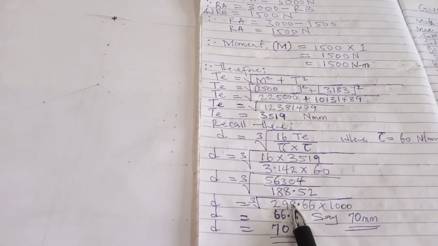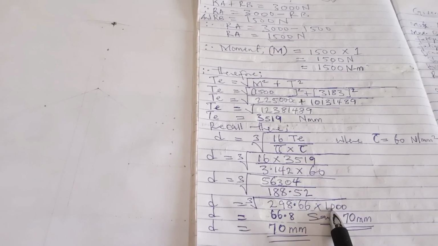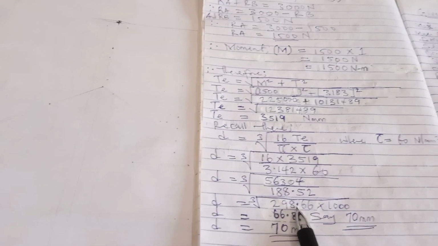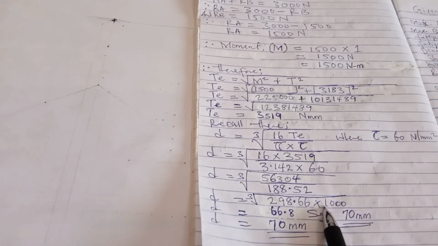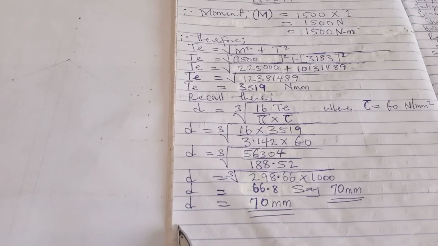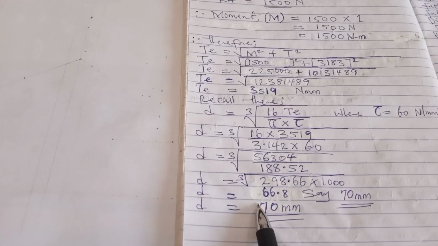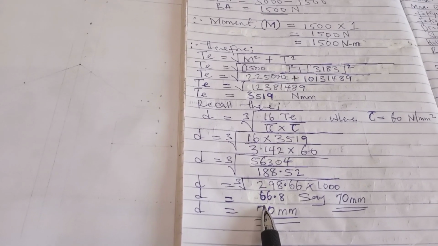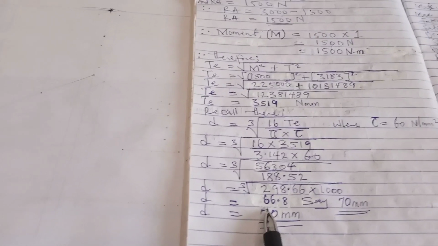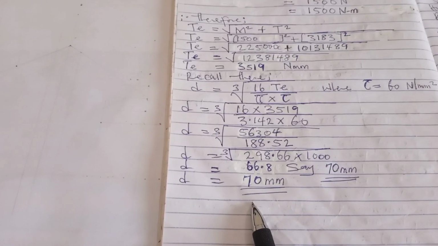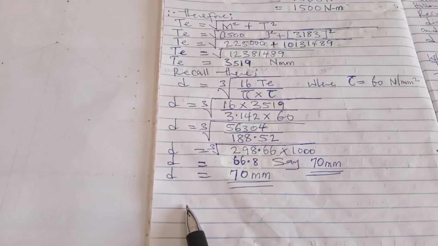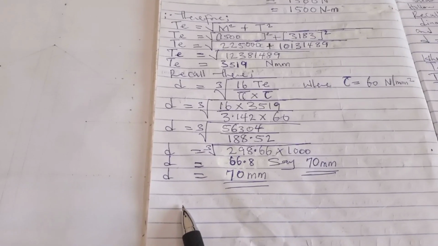And when you now get to this, you multiply by 1000 before finding the cube root. Why? Because this answer is in meter. You have to convert it to millimeter by multiplying it with 1000. And if you multiply with 1000, you are going to have 66.8 millimeter.